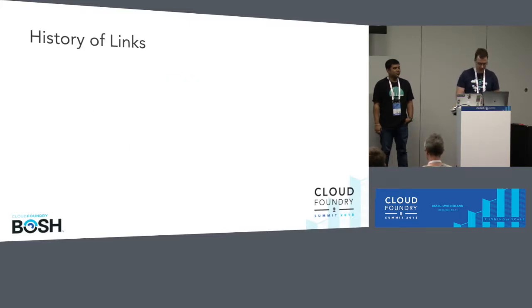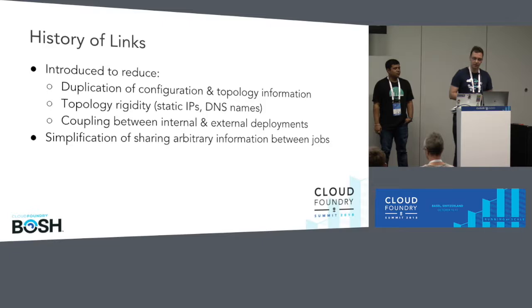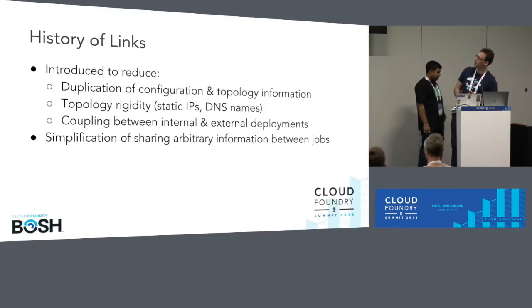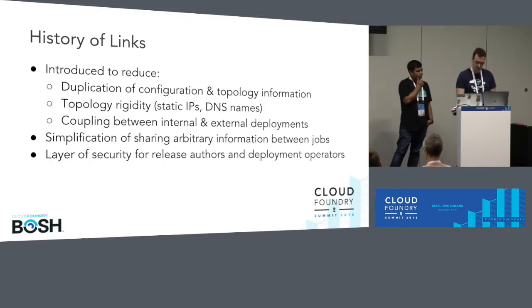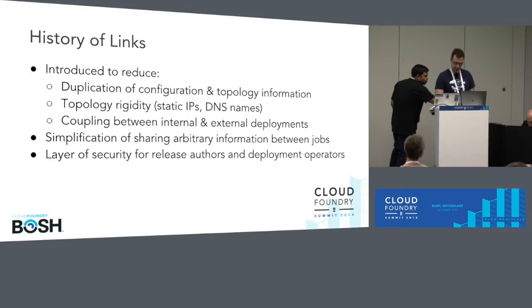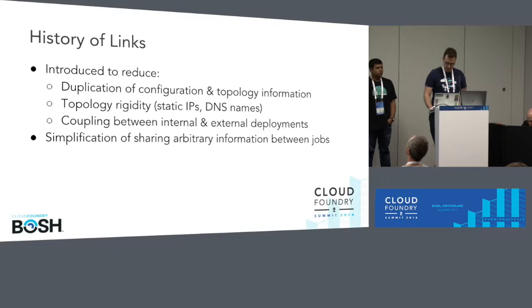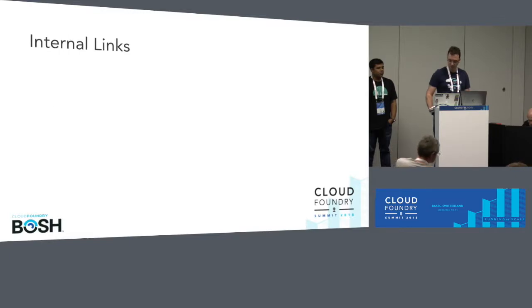So a little bit about the background of Links. Links was introduced to help operators reduce duplication across deployments and to provide arbitrary information. For example, instead of hard coding static IPs and wondering where you might securely store them, it reduces errors and operator duplication. This was introduced in May 2016, since BOSH 255.5. Another thing it can simplify is automated service broker deployments.